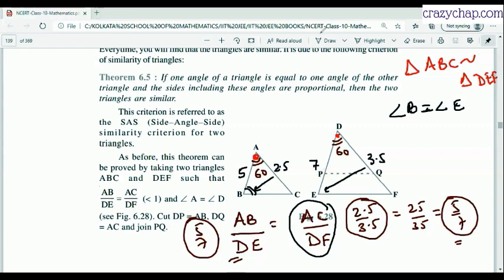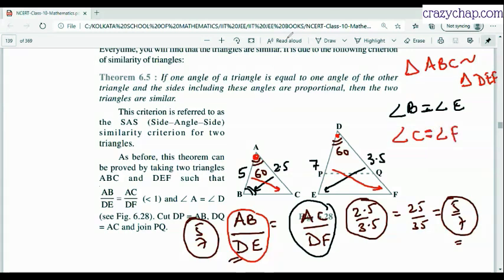And we compared side AB with DE, right? So side AB's opposite angle is C and side DE's opposite angle is F. So we can say angle C is equal to angle F.